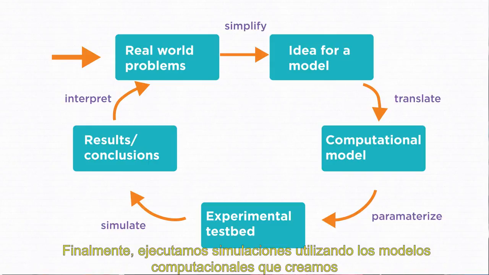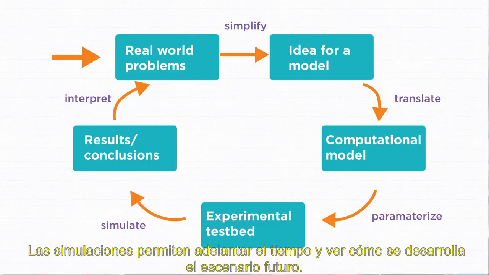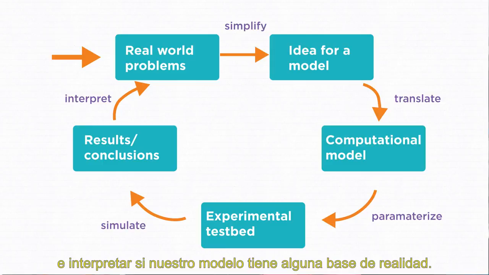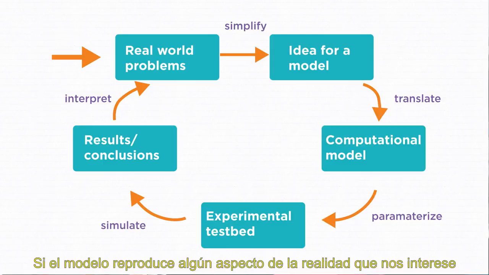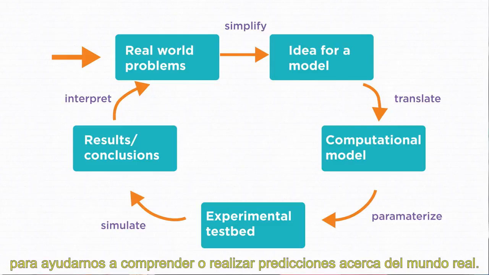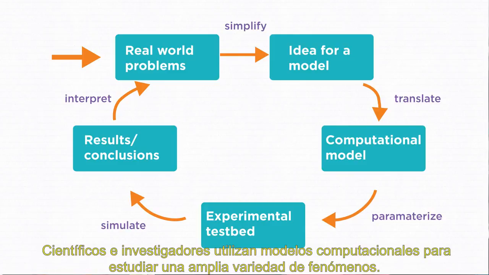Finally, we run simulations using the computer model we created as an experimental test bed. Simulations run time forward as if we could speed up time to see how the future unfolds. During the simulation, we can produce and capture data. From these data, we draw conclusions and interpret if our model has any basis in reality. If the model reproduces some features of reality that we care about as compared to the real-world data, perhaps it can be used to help us understand or make predictions about the real world.